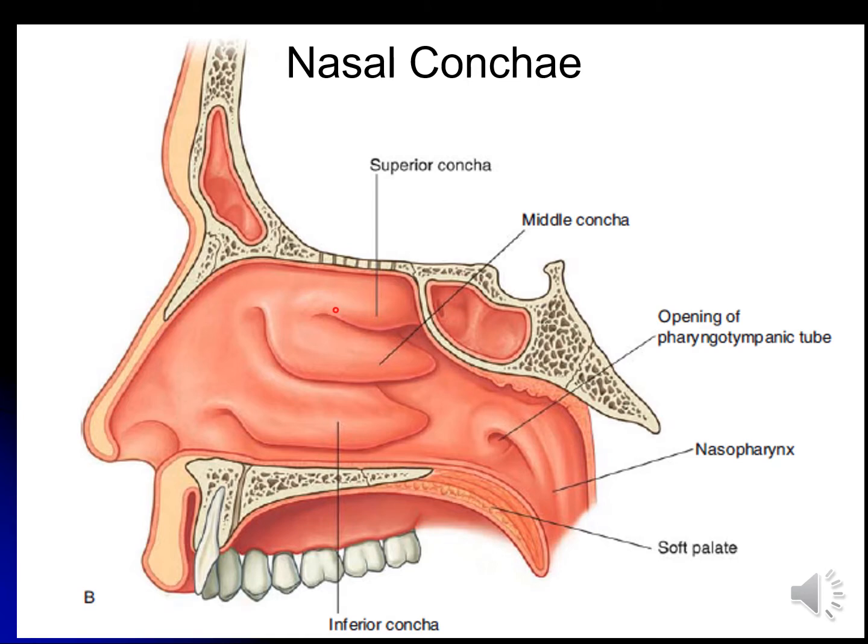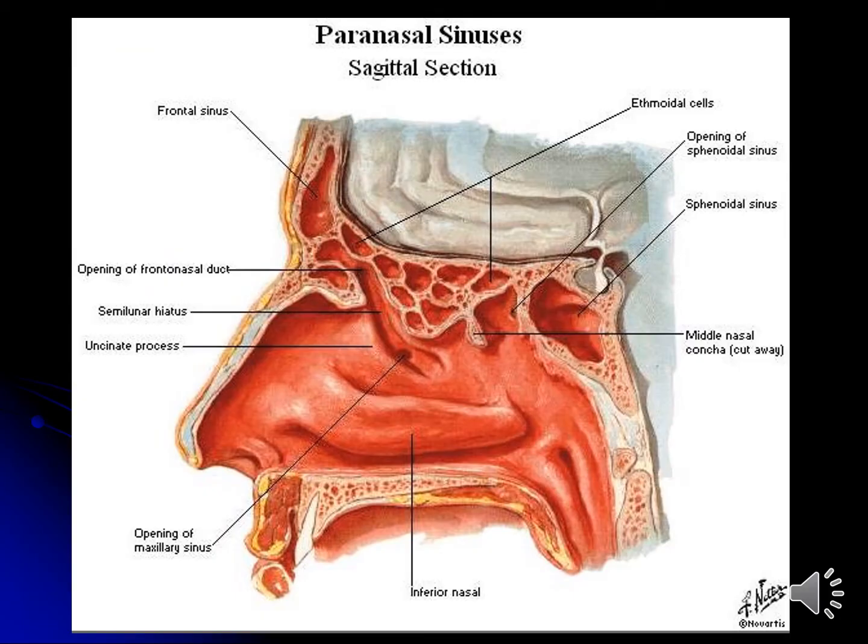So here we can see that all the structures are covered by mucous membrane or mucosa, and it appears like this. So superior, middle and inferior concha and frontal and sphenoidal air sinuses. Here we can see a small opening which we are going to discuss. When we remove the superior concha and see deeply, we can see the air cells which are known as ethmoidal air sinus.